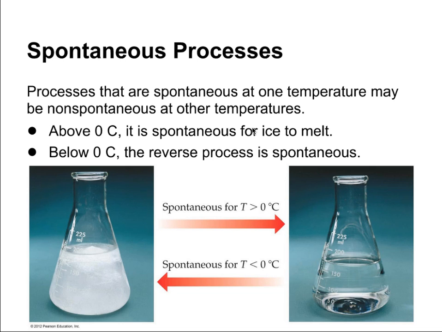For example, if the temperature is above 0 degrees Celsius, solid water or ice will spontaneously melt. That won't happen below 0 degrees Celsius. In fact, the reverse process is spontaneous. Liquid water will turn into solid water below 0 degrees Celsius. So temperature is one of those conditions that can have an effect on whether a process is spontaneous or not. In fact, it can even control which direction a process is spontaneous in.